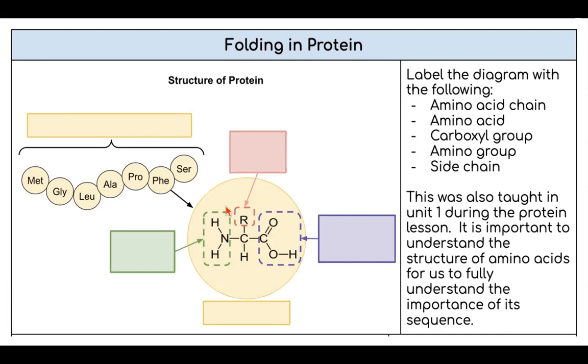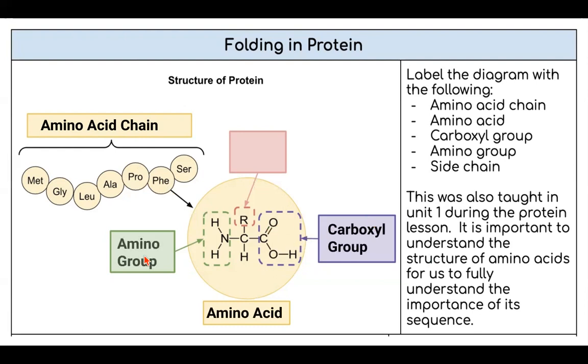If we look at the protein structure, right here you have a chain of amino acids. If we zoom into one of these amino acids and look at the chemical structure, there are three major components. Number one, the carboxyl group on here. And then there is the amino group on the left-hand side.